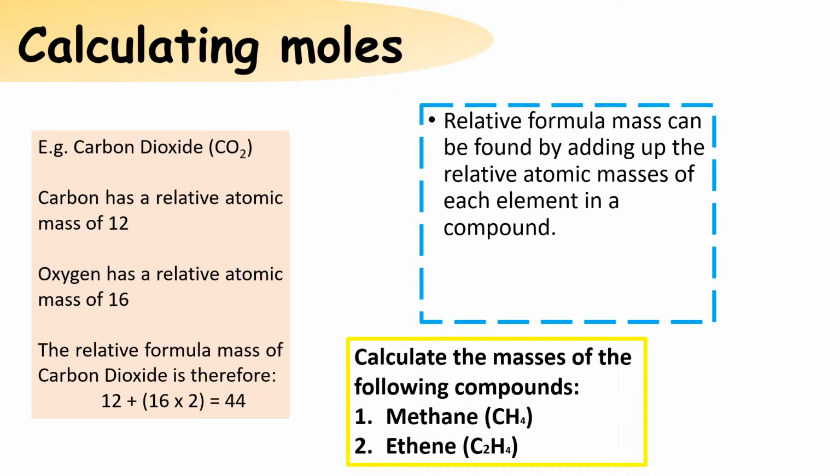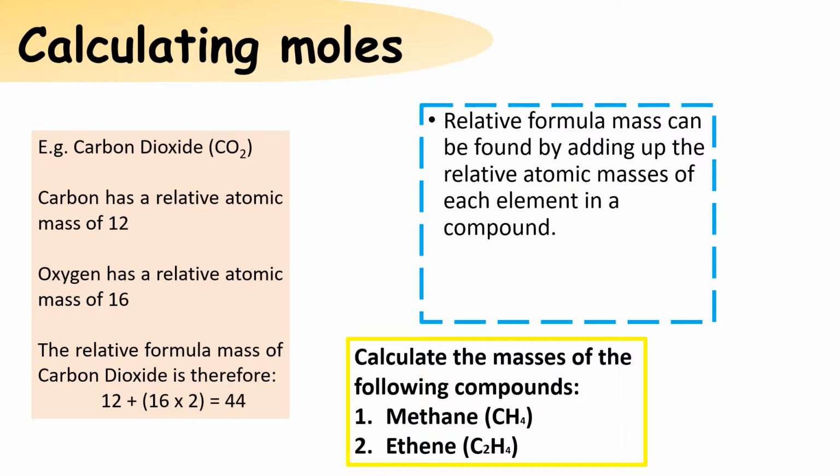So for instance, carbon has an atomic mass of 12, so therefore 1 mole of carbon will weigh 12 grams. Oxygen has an atomic mass of 16, so therefore 1 mole of oxygen will weigh 16.